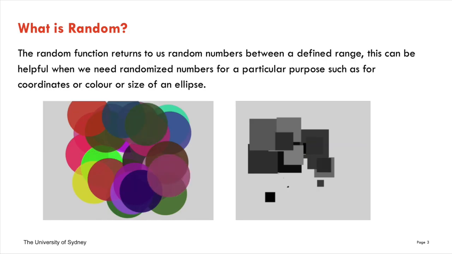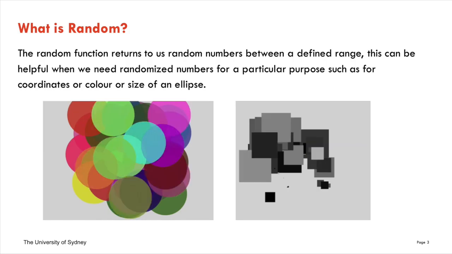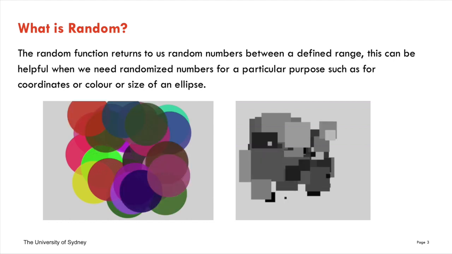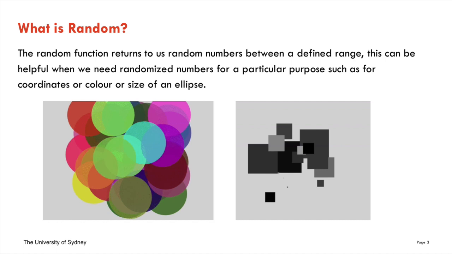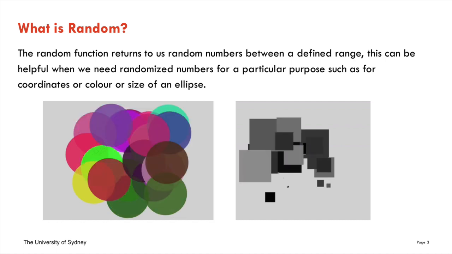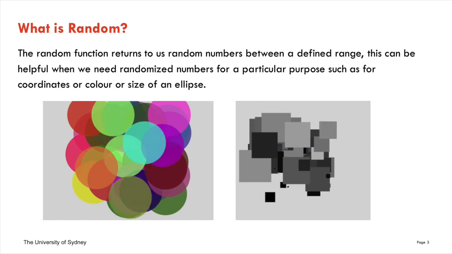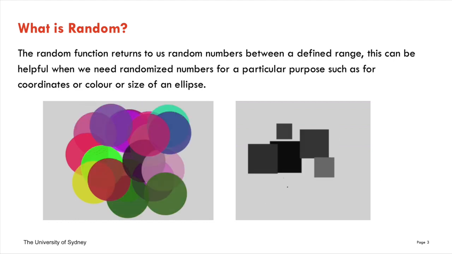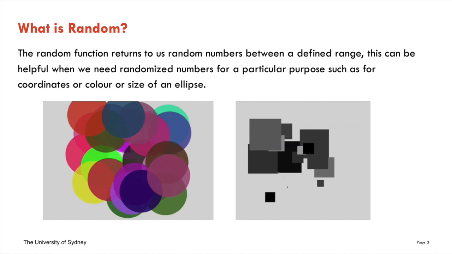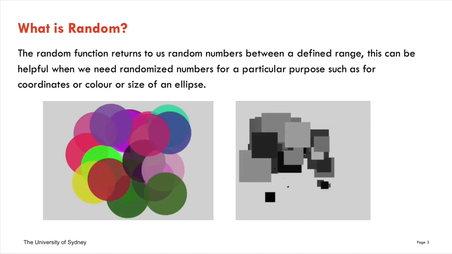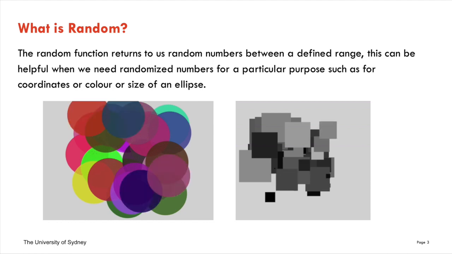To start off today's tutorial, we'll be talking about the random function. What is random, you may ask? Well, the random function returns to us random numbers anywhere between a defined range. For example, 0 to 255, 100 to 300, and so on and so on. This can be helpful when we need to randomize numbers for a particular purpose, such as coordinates or colors and sizing of an ellipse or a rectangle.